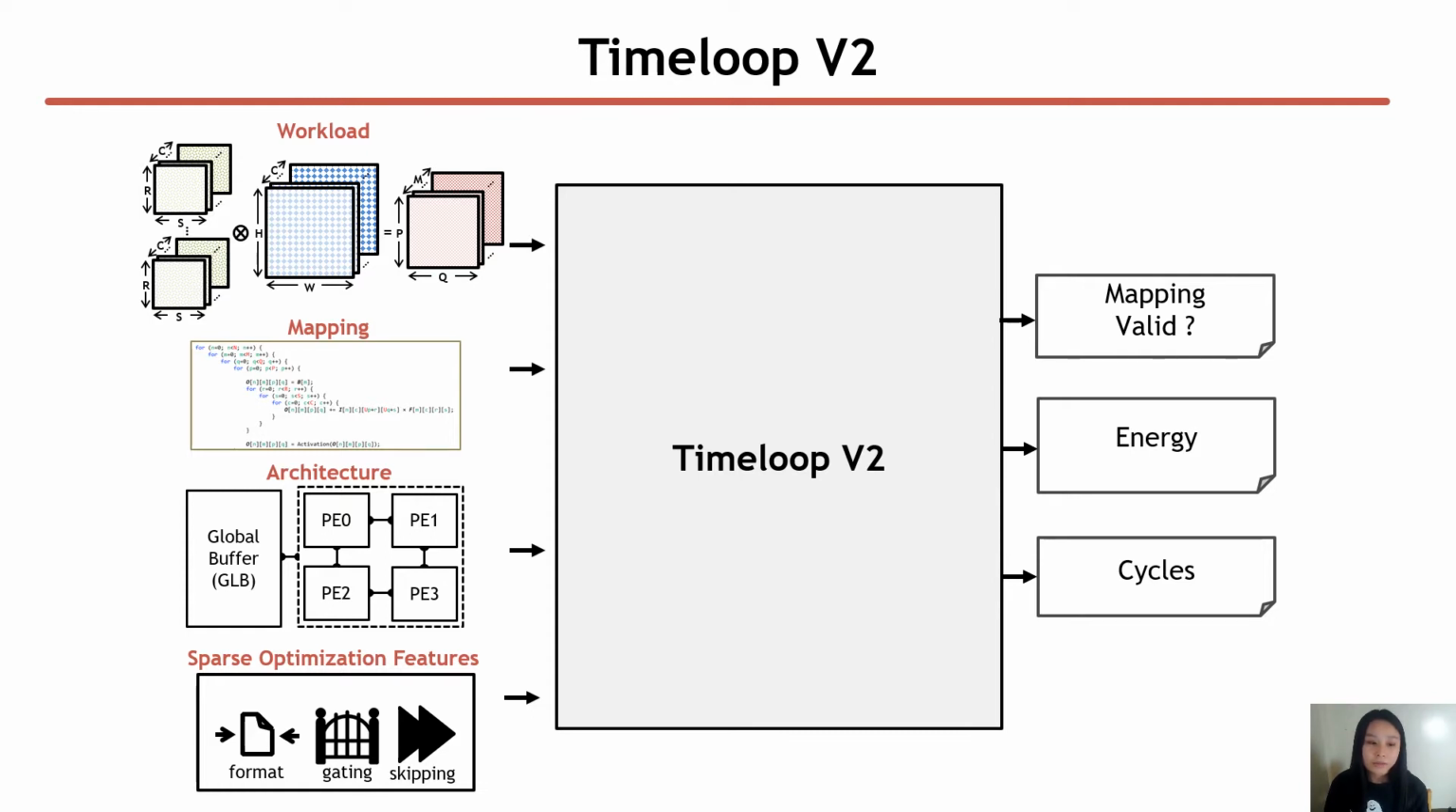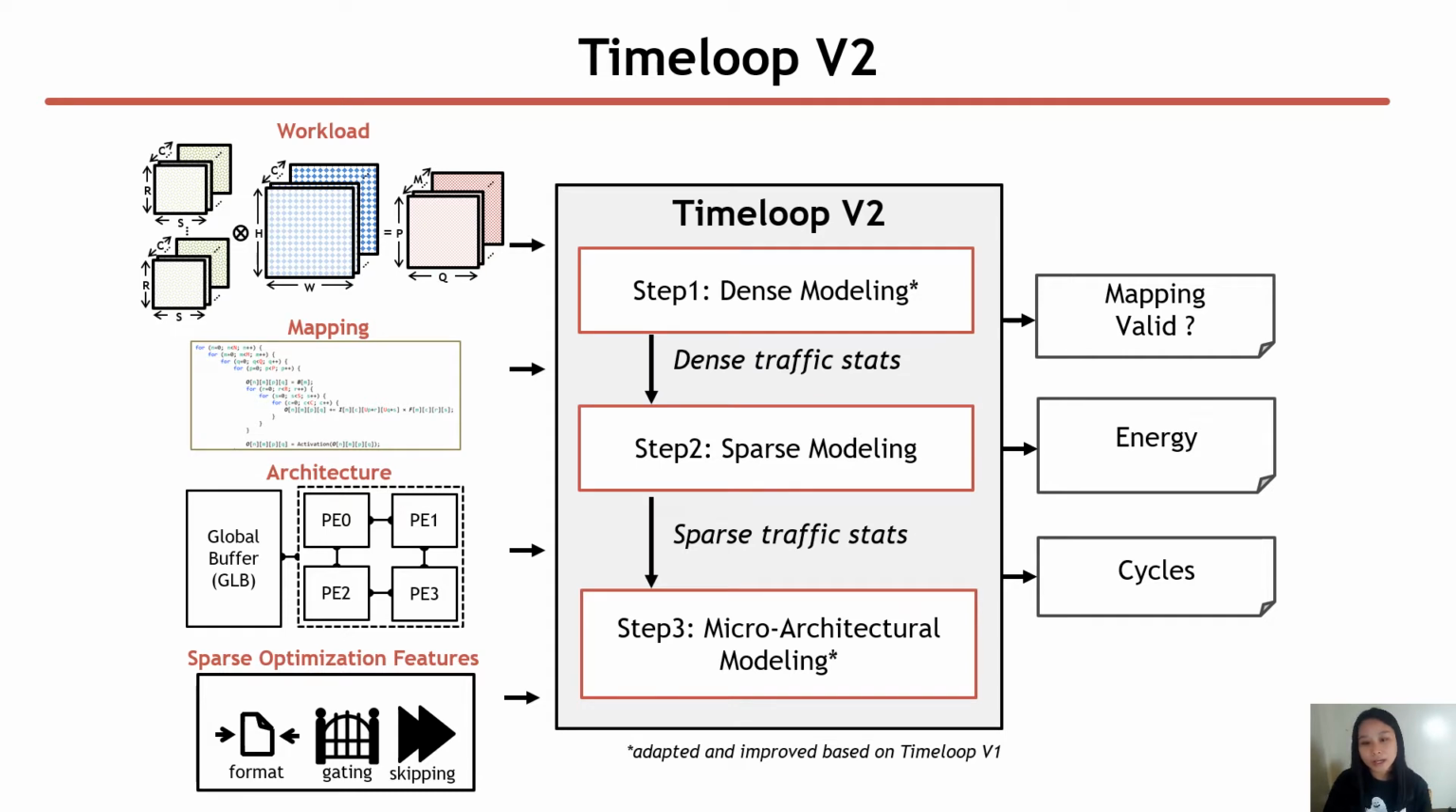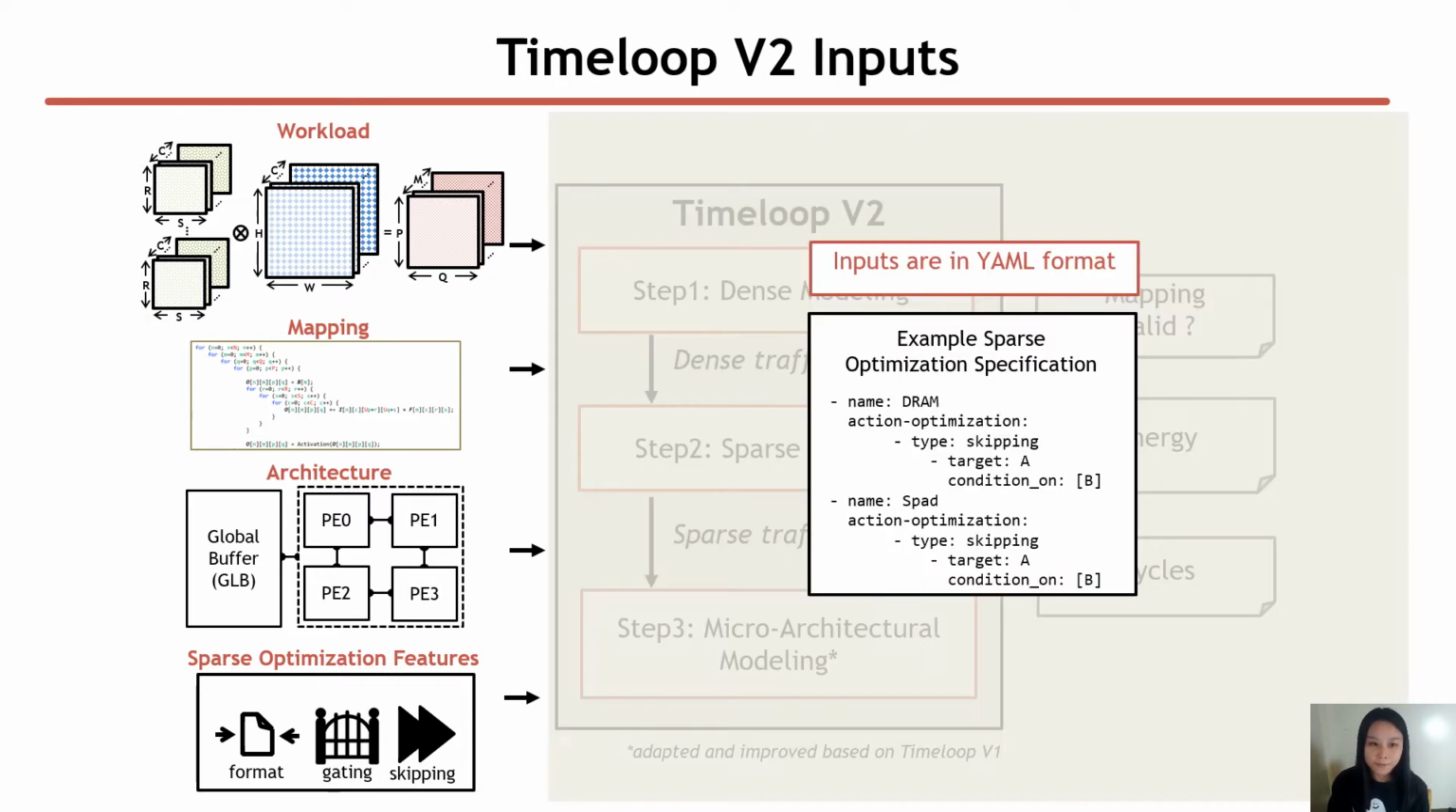It takes in workload, mapping, architecture, and sparse optimization features, and produces the energy efficiency and number of cycles, as well as whether your mapping is valid. I hope now all these inputs make more sense to you, and how they interact with each other will also make more sense to you. Internally, we have the 3 steps that we discussed before: dense modeling, sparse modeling, and microarchitecture modeling, where the first and last steps are an enhancement based on Timeloop V1. The second step is the additional step that we added specifically for sparse tensor accelerators.